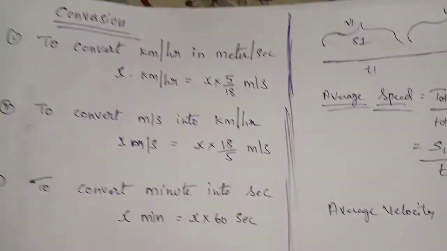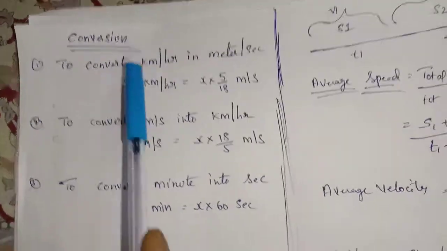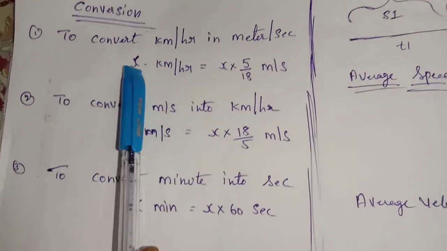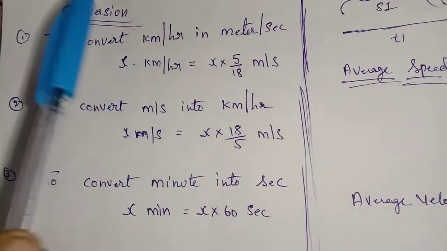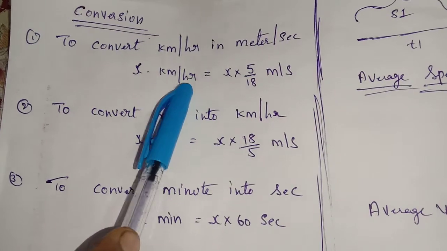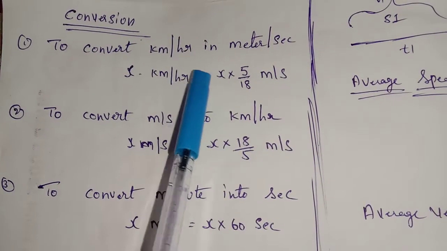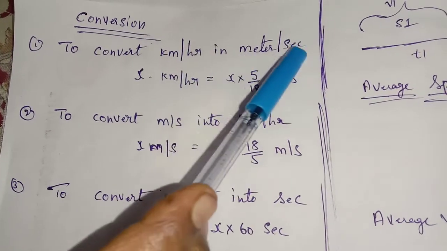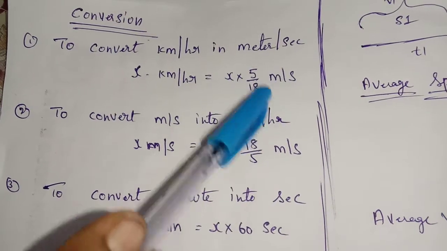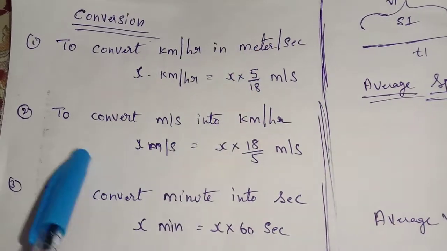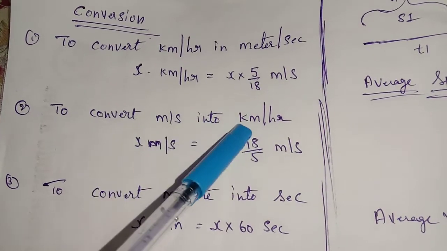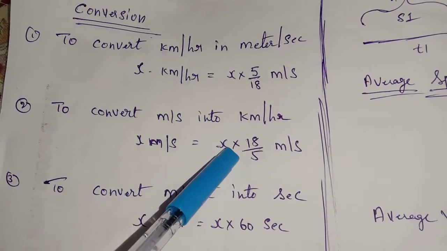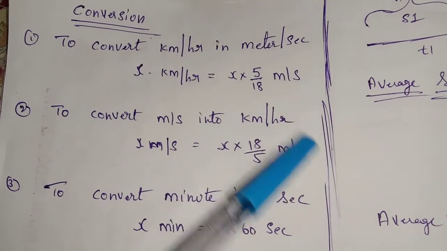Then conversion. How do you convert kilometer per hour into meters per second? Suppose x is any number you take, in kilometer per hour, to change into meters per second, we multiply x by 5 by 18. To convert kilometer per hour to meters per second, we use 5 by 18. To convert meters per second into kilometer per hour, we reverse it: x into 18 by 5. The units will be the same.